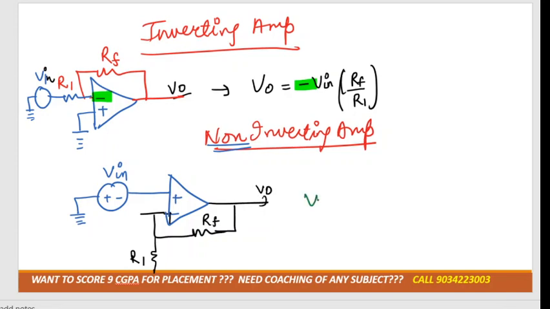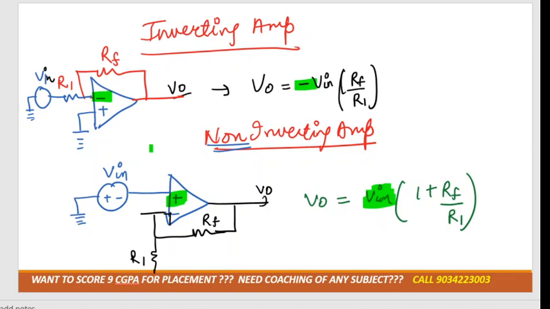And we'll get the output voltage. Now, what is the output voltage formula? V naught is equal to V in times 1 plus RF divided by R1. Okay, so V in is the input voltage. As you can see, we have connected it with the positive terminal, so our sign is positive only.